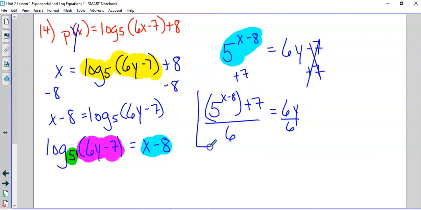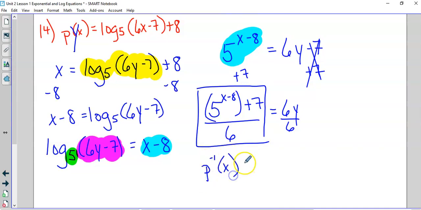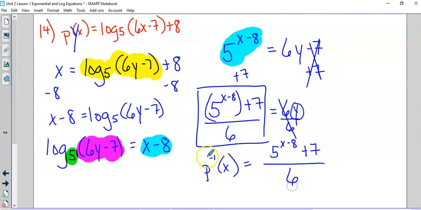And this right here is actually the answer. We're just going to rewrite it. We'll write, oh, it was a p. Let me get rid of that. Right, p negative 1 x equals, these canceled. So this y right here is the same thing as this. You can write y, I don't care. 5 to the x minus 8 plus 7. If you want to put that in parentheses, you can. You don't have to. Over 6. So this is the answer right here.